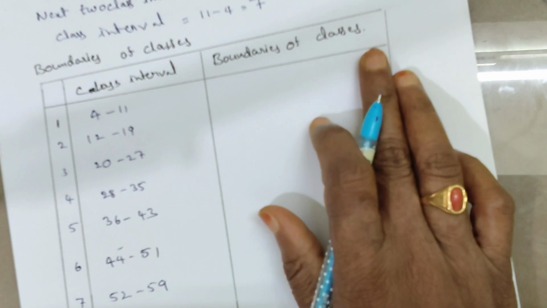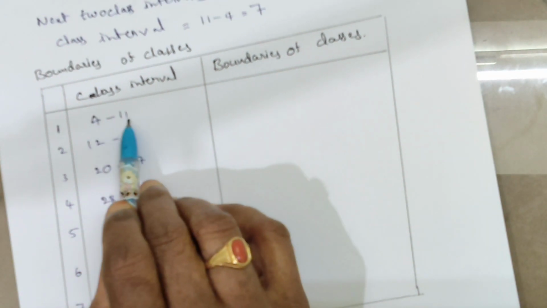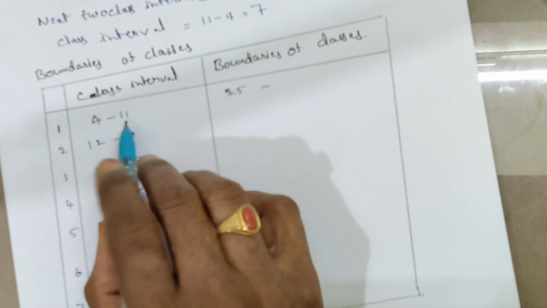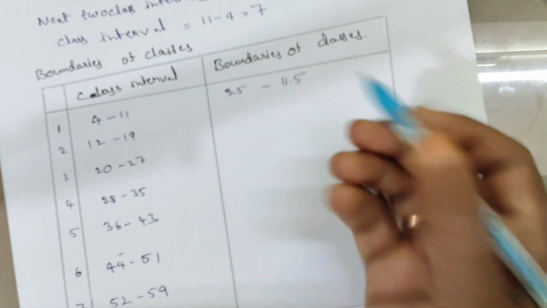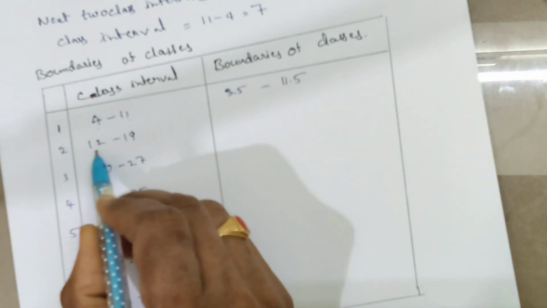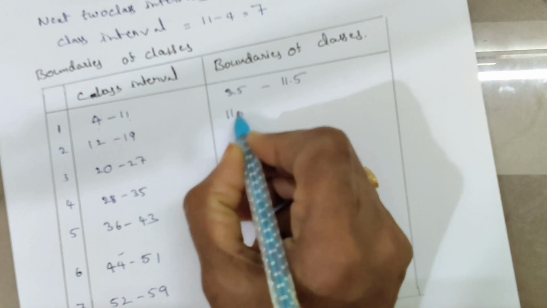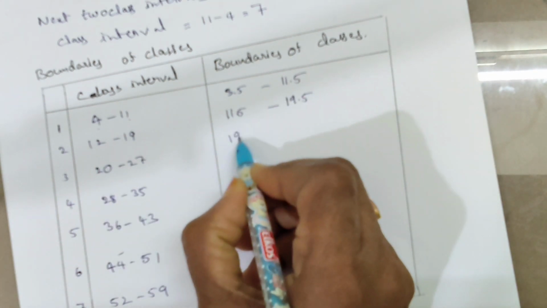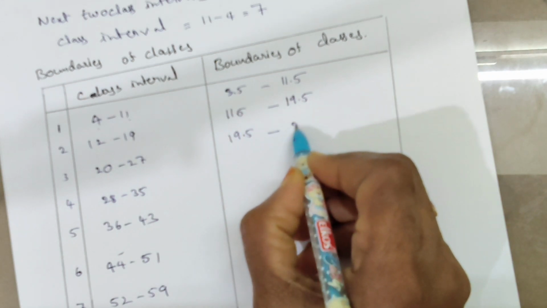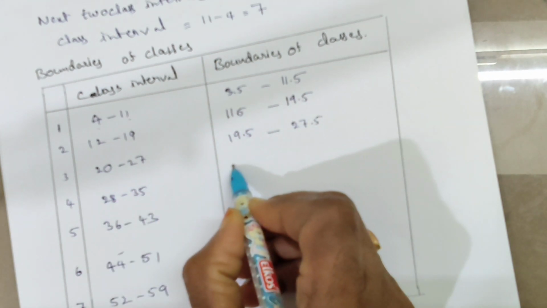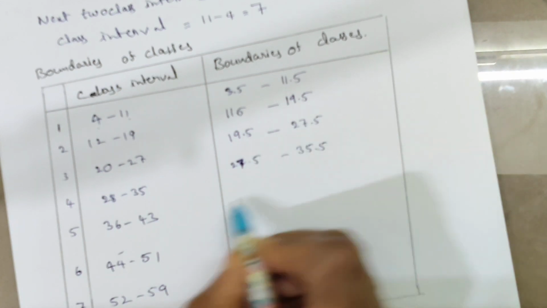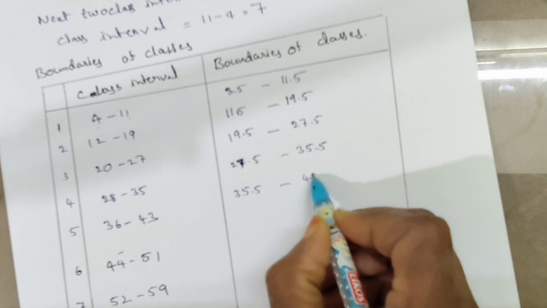Now we write the boundaries of the classes. So first, the class interval 4 to 11. For 4, the lower limit we write is 3.5. Next, the upper limit is 11.5. Here, before 5, after 5. So 11.5, since 12 is there, we write 11.5. Next, 19 means we write 19.5, since 20 is there. Next, 27.5, then 35.5, 43.5.